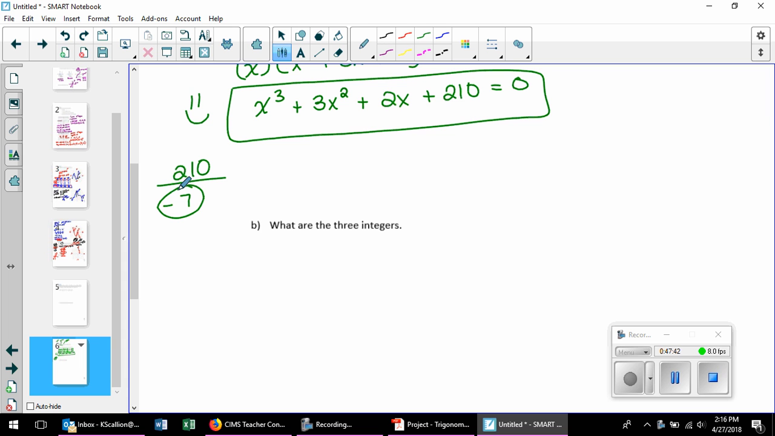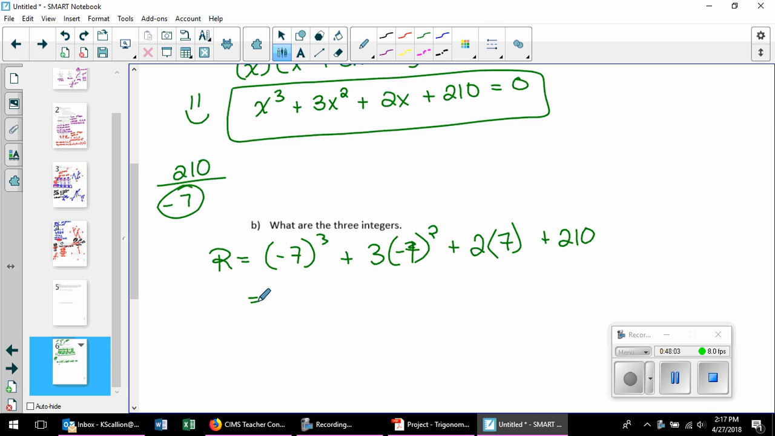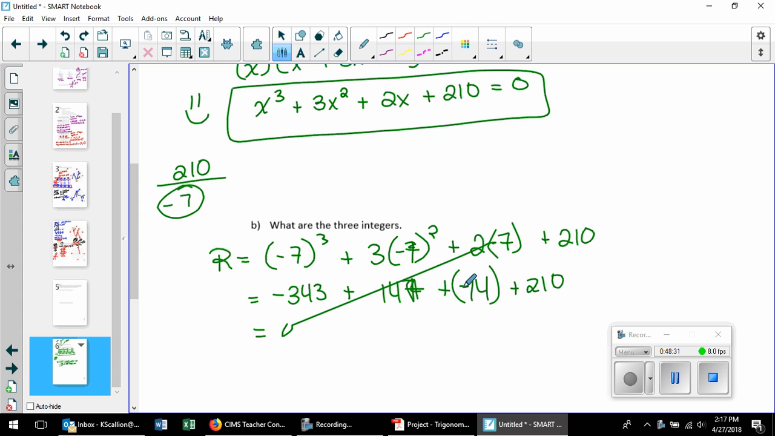So we'll take negative 7 just for funsies. So I'm going to put negative 7 in there. I'm looking for my remainder when I'm doing negative 7. Hey Kevin, I don't have a calculator. What's negative 7 cubed? 3 times 49, 147. Oh, that's a 7, by the way. I got 14 plus 210. And you're telling me this all equals 0, right? Oh, yeah. Not my day.